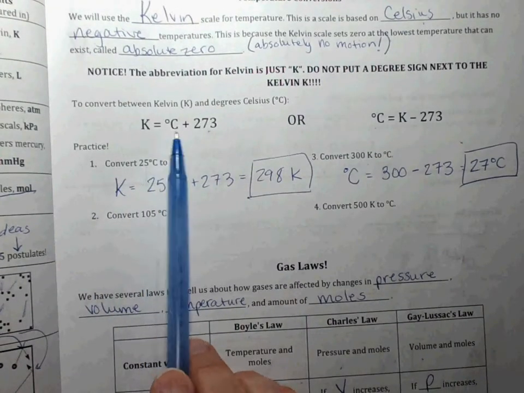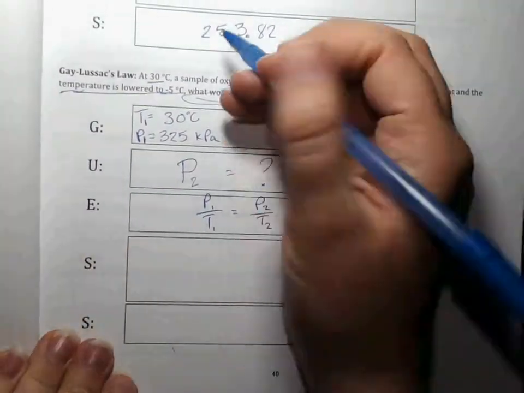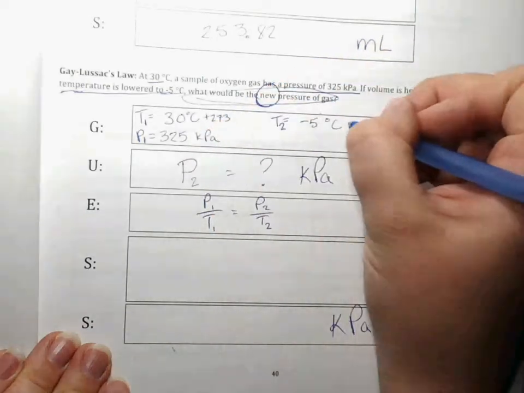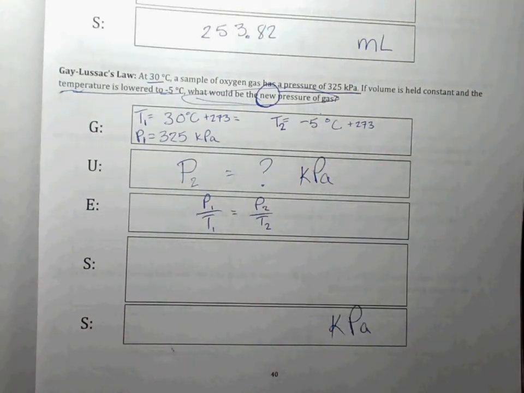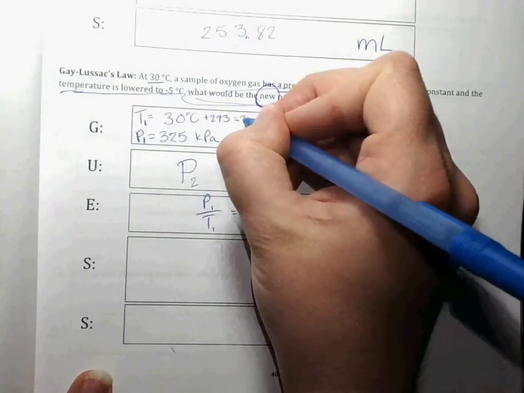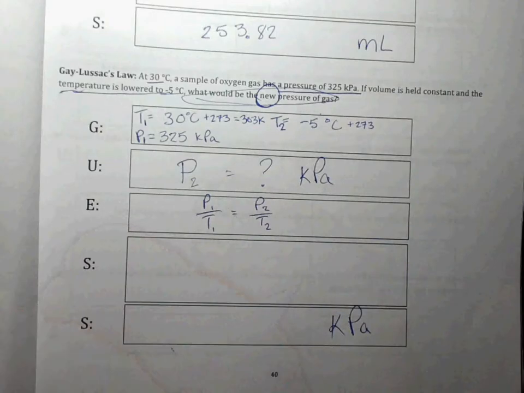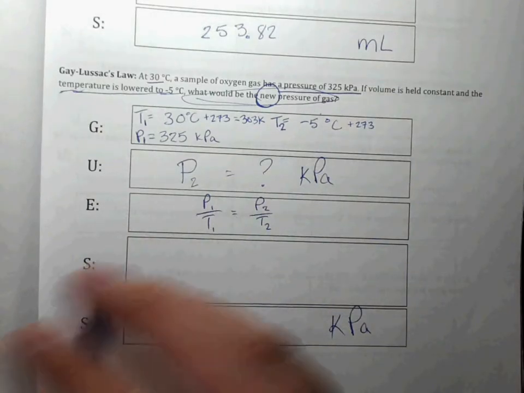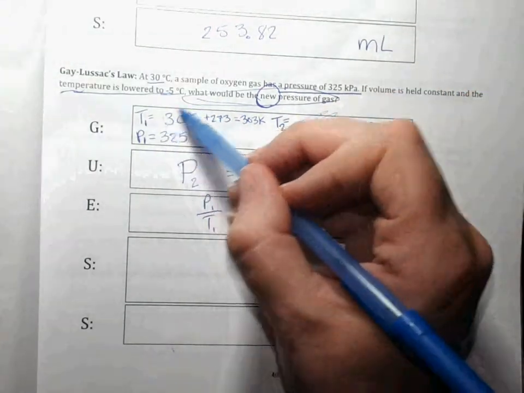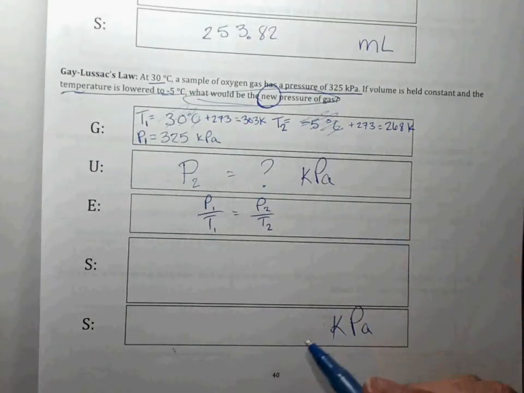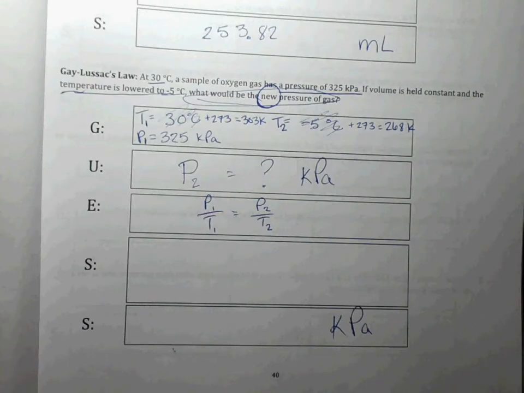Kelvin is when you do degrees Celsius plus 273. So for both of these, we do plus 273 and plus 273 to figure out that this is 303 Kelvin. And it is 268 Kelvin. We're not supposed to use Celsius. Once you know the Kelvin, you can scratch the Celsius out so you don't accidentally use it. We need Kelvin. We can never use Celsius anymore for this whole gas laws unit.